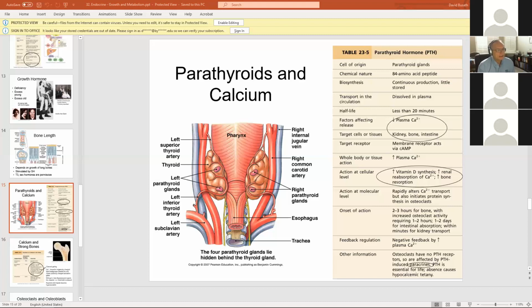Vitamin D3 is then hydroxylated in the liver and then hydroxylated in the kidney to form 1,25-dihydroxycholecalciferol, which is also known as calcitriol.